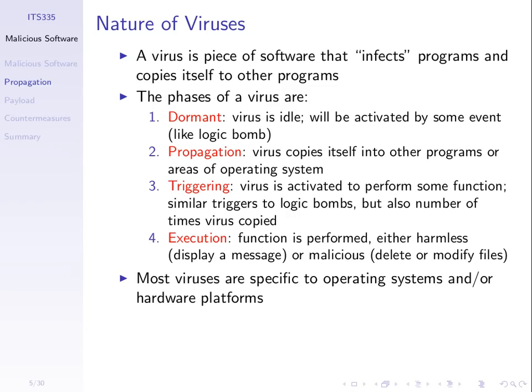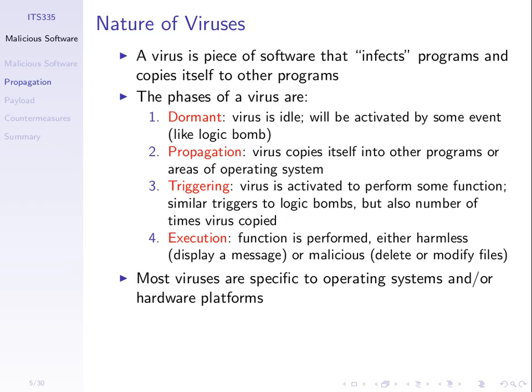A virus will go through different phases. We can think it's initially dormant, it's doing nothing, it's idle. And then there may be some event that happens on the computer that activates that virus. The event may be that some time or date has been reached, or the user does something on that computer that activates that virus. So, for example, the user opens a file, and that triggers the virus to execute and move into the next stage.